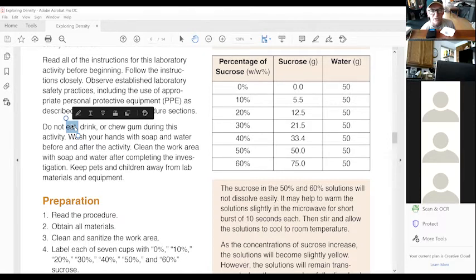So if you nuke them for about 15 seconds and then stir it and let it cool down a bit. And if it's still not in, give it another 10 seconds and then stir it. But remember, you're going to have to let that come down to room temperature. So that's why I'm saying making these solutions is going to take a while.